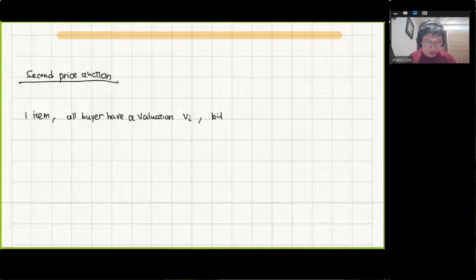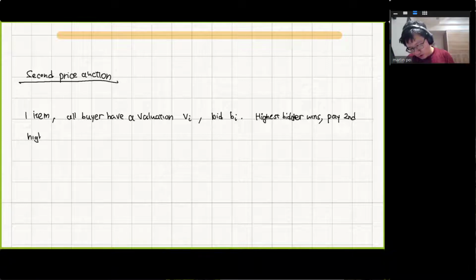This is what they think this item is worth, and what they will do is try to bid a value to the seller. The seller is going to look at all the bids and pick the highest bid. The person who bid the highest wins. Okay, so the highest bidder wins, but they don't pay the price of what they bid. Instead, they will pay the second bid price, the second highest bid.